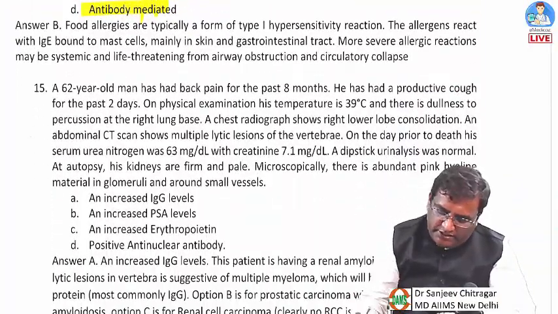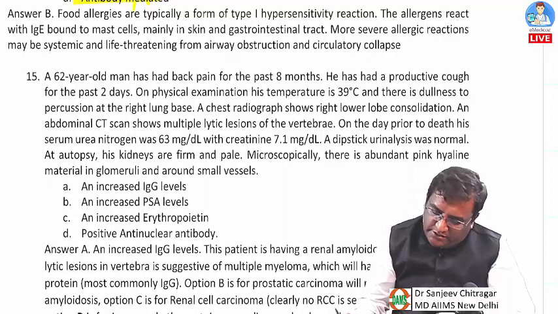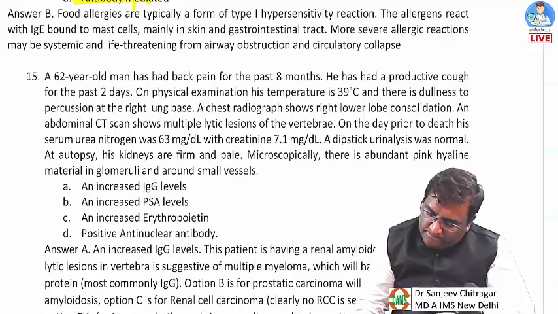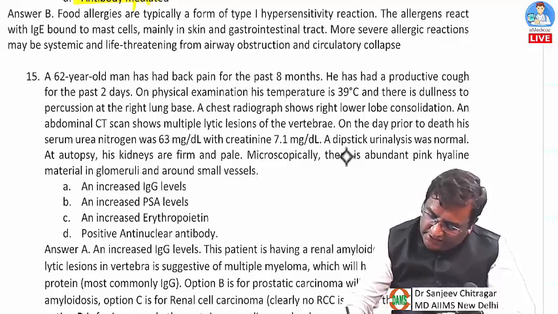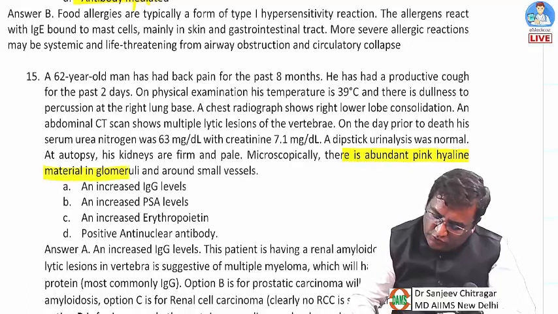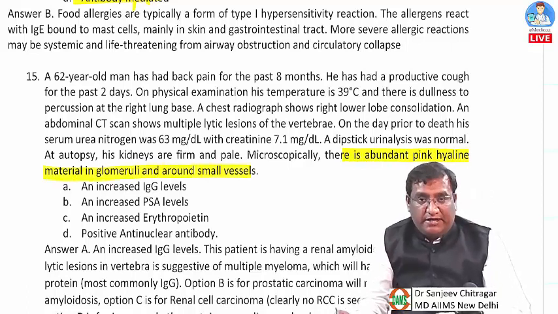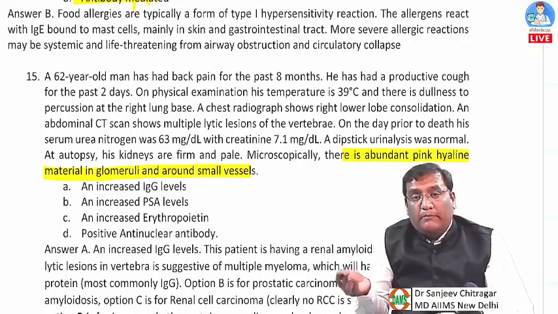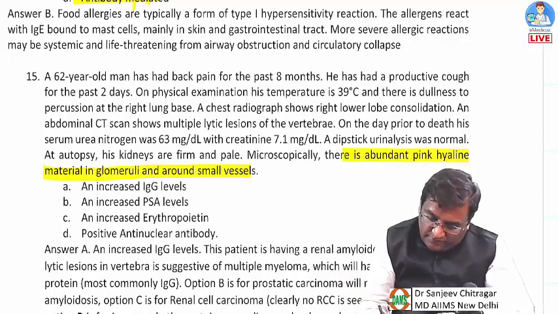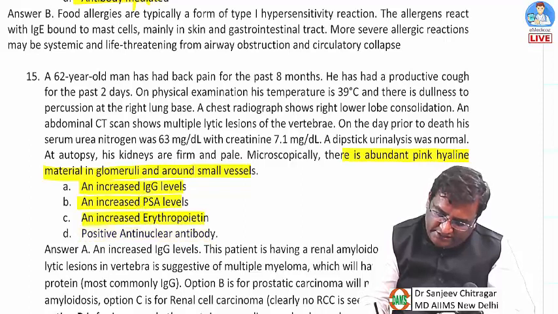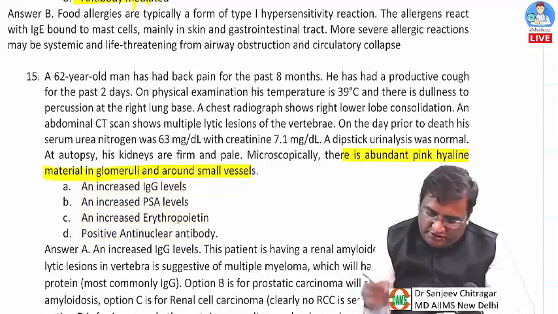Next question, the last line I want to look at. What is the question? Microscopically there is abundant pink hyaline material in the glomeruli and around the small vessels. That is what has been given. What will be the blood investigation? What will be true is the question asked. An increase in IgG levels, increase in PSA level, increase in erythropoietin, positive anti-nuclear antibody. So basically 4 different options are given.